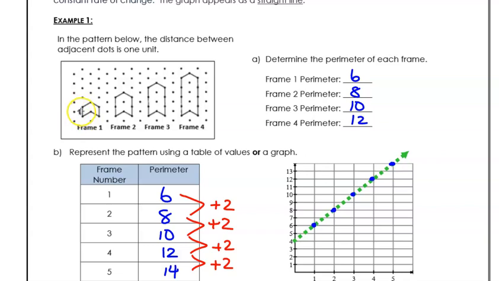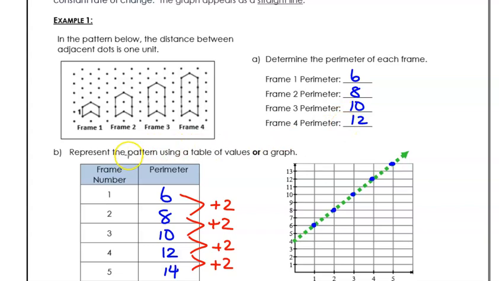And so see, there's a little one right here representing this as one unit. And so 1, 2, 3, 4, 5, 6. There are 6 sides, and you add them all up and you get a 6. Okay, so the perimeter is 6. Now for the second one, we're just going to try that again. 1, 2, 3, 4, 5, 6, 7, 8. So the perimeter of frame 2 is going to be 8. And again, if you just count up the sides, you're going to get a 10 for this frame and then a 12 for this frame. And that's where I got these numbers from.